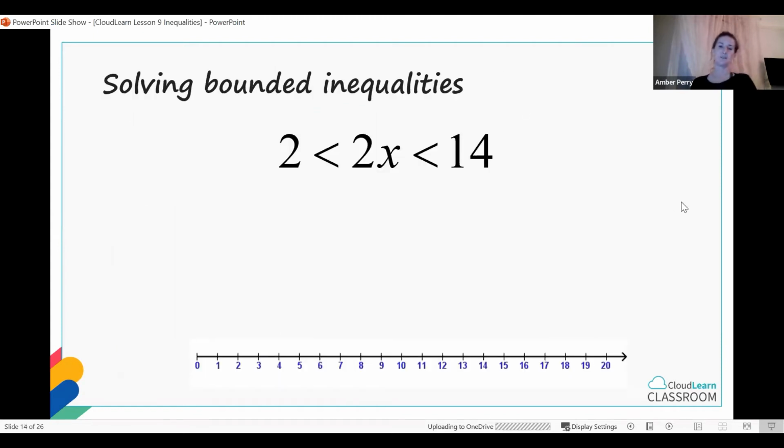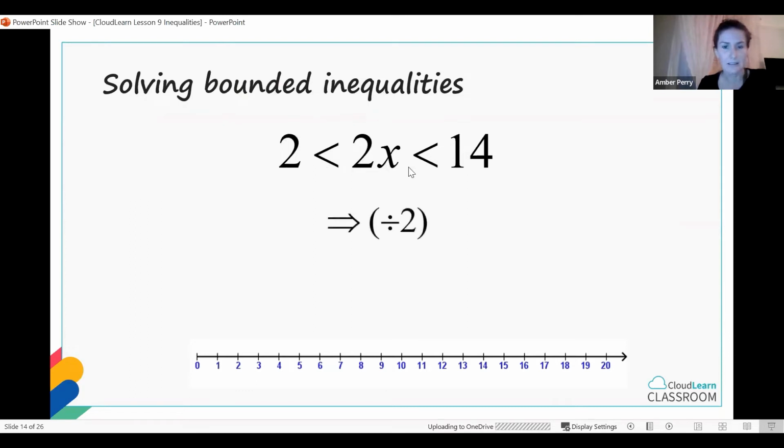So bounded inequalities, we've seen these a little bit. You can solve most bounded inequalities by just literally doing the same thing to each side, okay? So here we've got 2x is greater than 2, but less than 14. I would solve this by dividing by 2, okay? So I can solve this by dividing every single bit by 2.